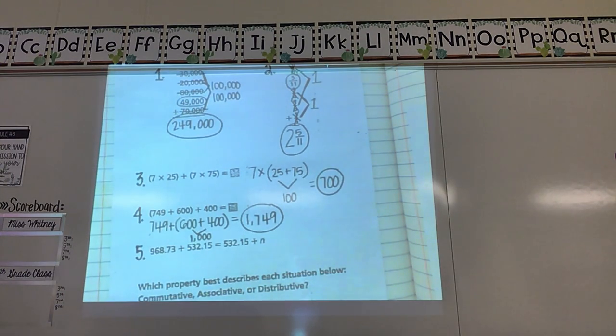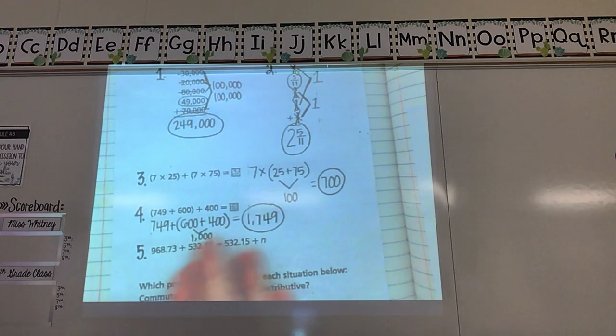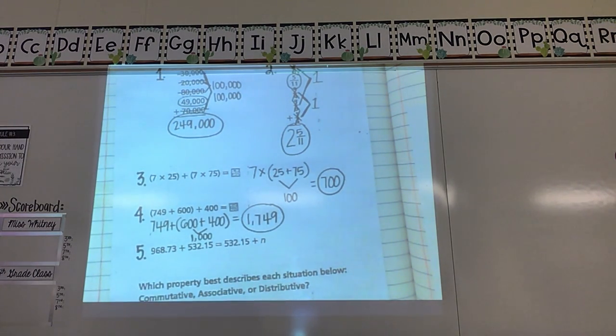Now, if I couldn't find the new group, could I just stack them up and work it out? Absolutely, you would get the exact same answer. We are just using these properties and strategies today to try to make it a little bit faster so that we don't have to work everything out if we can find some easy groups like that. All right, let's look at number 5.